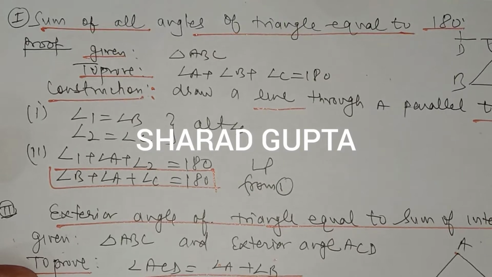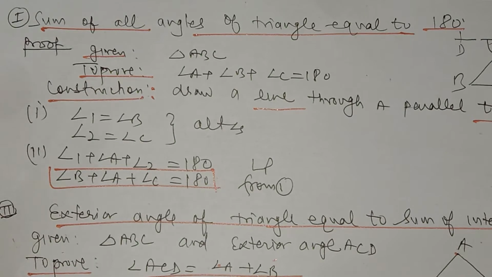Hello, this is lecture number 4 for the chapter Lines and Angles of class 9th, and we have done up to exercise 6.2 in the last lecture. Now in the coming exercise you have to do two theorems, that is the angle sum property of the triangle and the exterior angle theorem.